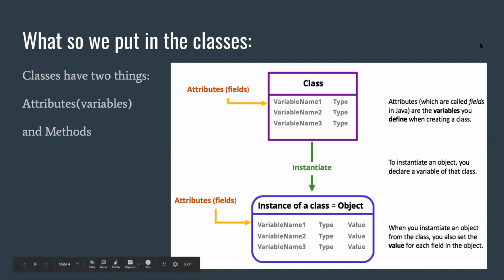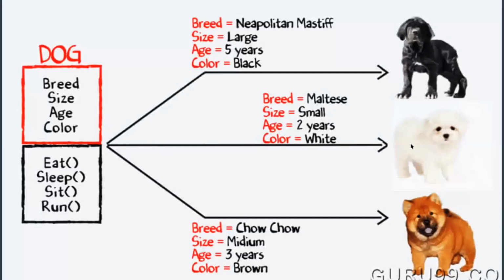So yeah, this is one of the diagrams. A class will have attributes and methods. Attributes would be the variables. When we create an object from the class, it receives all those attributes and methods. And this is the example I was trying to give. If you were to create a class called dog, and inside the class we put breed, size, age, and color, these would be your attributes or variables. And we'd have methods: eat, sleep, sit, and run.